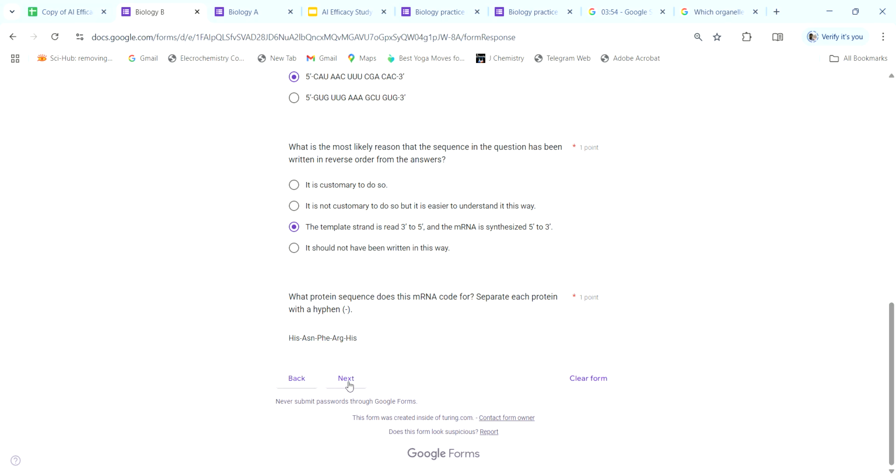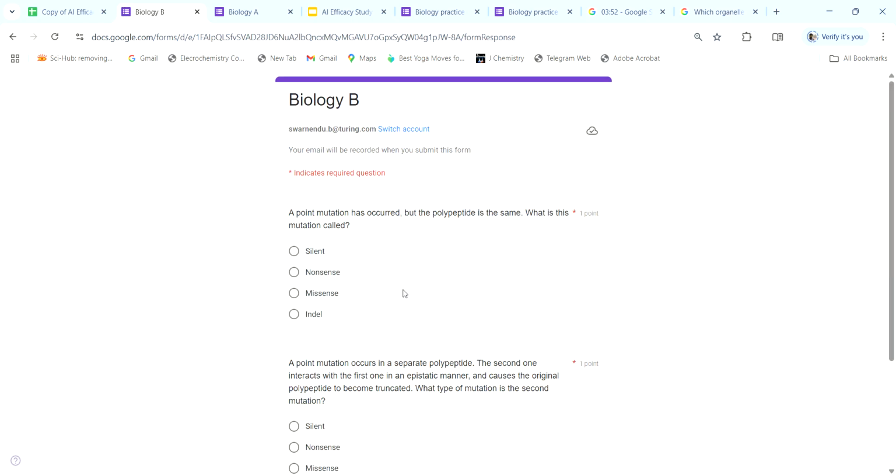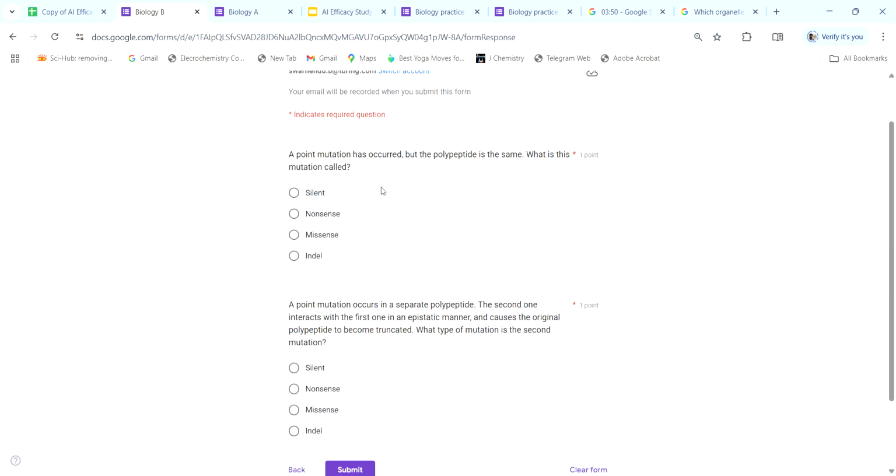A point mutation has occurred, but the polypeptide is the same. What is this mutation called? Silent, nonsense, missense, indel. The polypeptide is the same, so it should be silent.